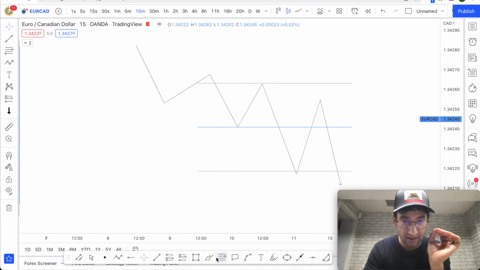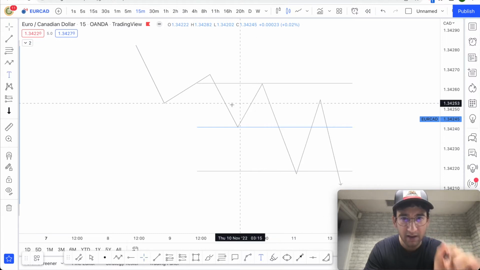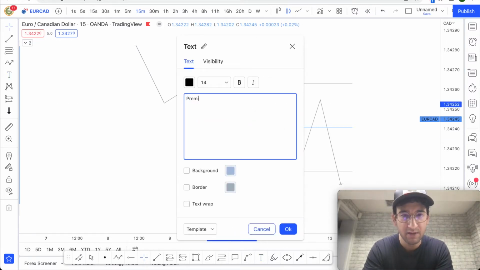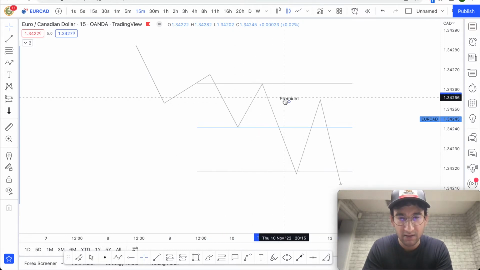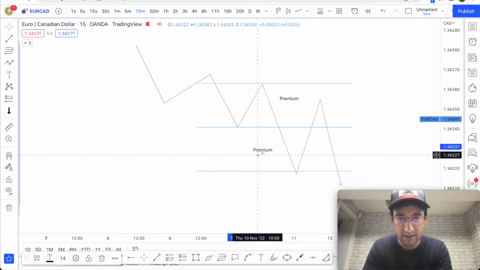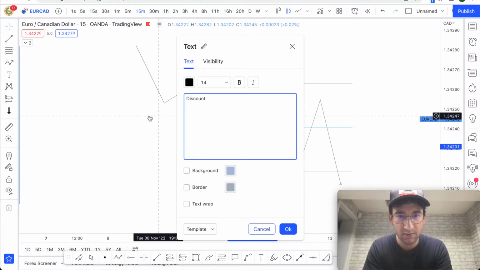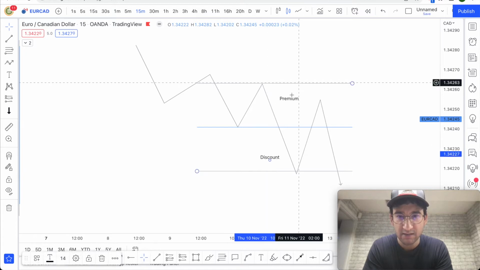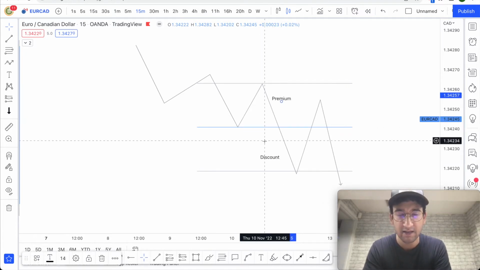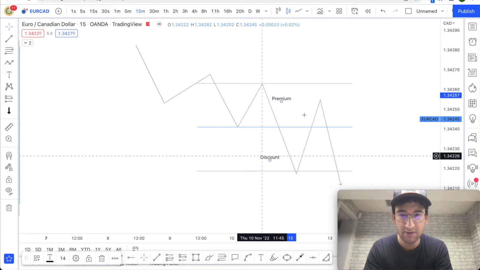So let me write this down so you can see this clearly. We'll type in premium. This is our premium, and this would be our discounted zone over here, discount. So just remember this: the fibs always stay like this. This is always our discount. This is always our premium.